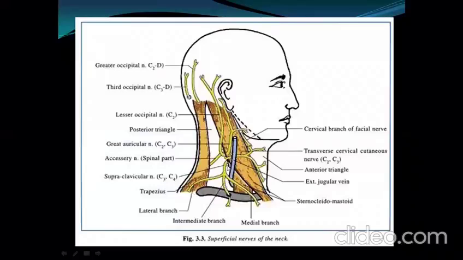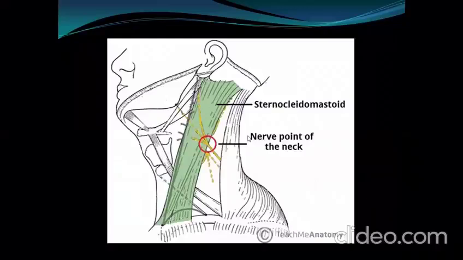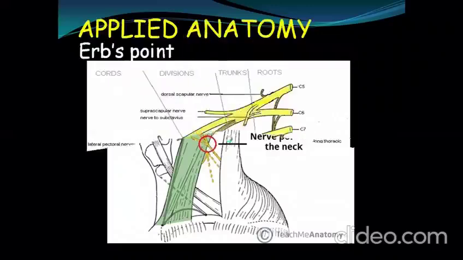So that's all the features of these four cutaneous nerves. These four cutaneous nerves are also contents of the posterior triangle before they appear in the superficial fascia. And this midpoint of the posterior border of the sternocleidomastoid muscle is known as the nerve point of the neck, because it is related to numerous neural structures.